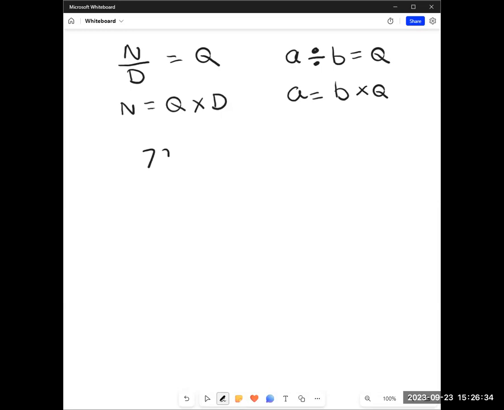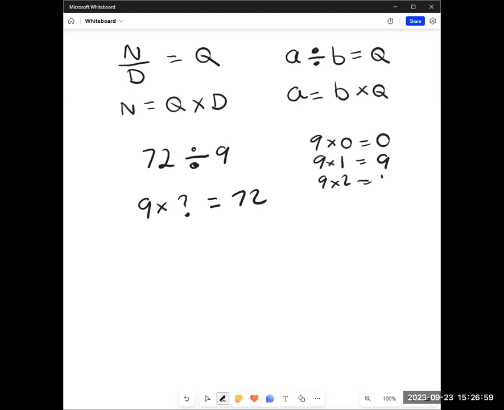So let's look at 72 divided by 9. And we want to think about 9 times what equals 72. So 9 times 0 is 0. 9 times 1 is 9. 9 times 2 is 18. 9 times 3 is 27. 9 times 4 is 36. 9 times 5 is 45.